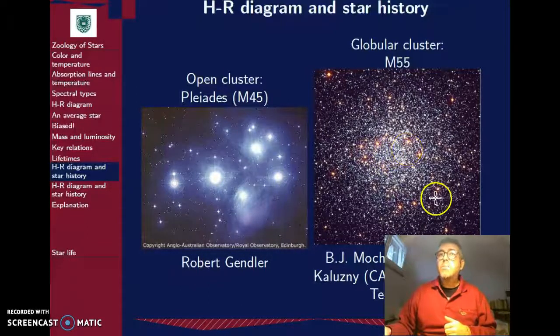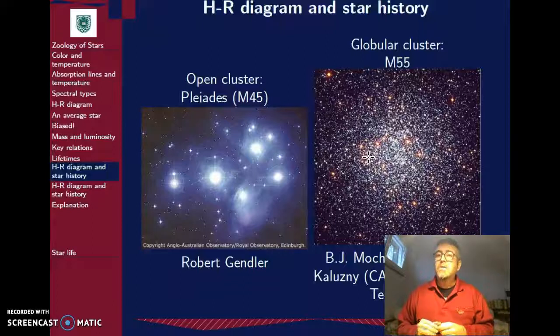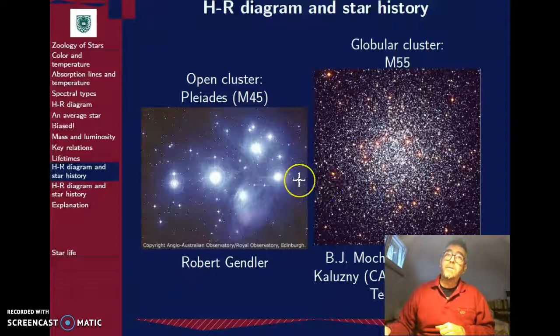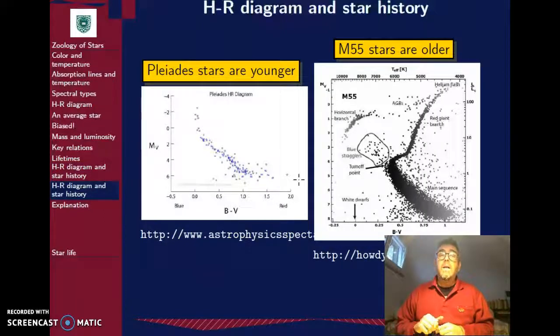Here on the right, we see a globular cluster named M55. And we can see that there are many red stars in this globular cluster. So the red color of this cluster tells us that there are many old stars. Namely, assuming they were all born at the same time, this cluster will be much older than the one on the left. And if we glance at the color magnitude diagram, we see that the Pleiades are more or less all aligned on the main sequence.